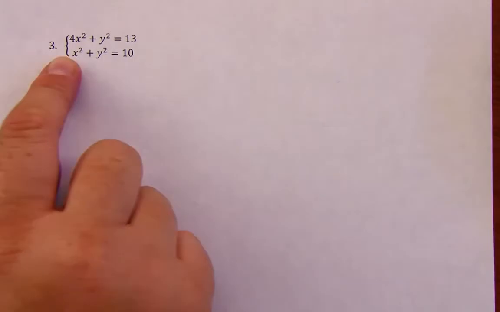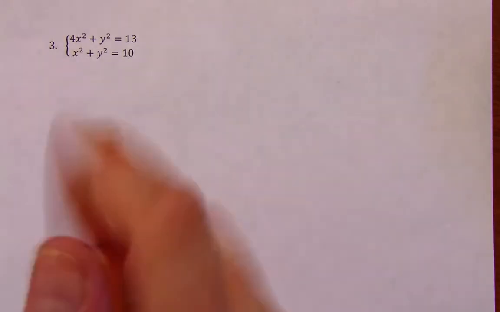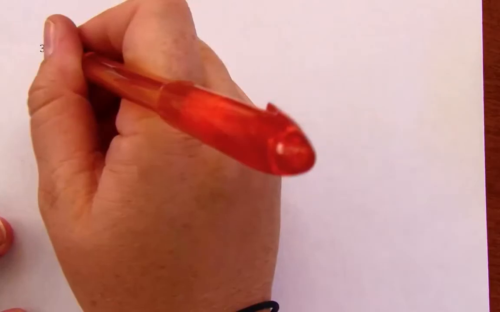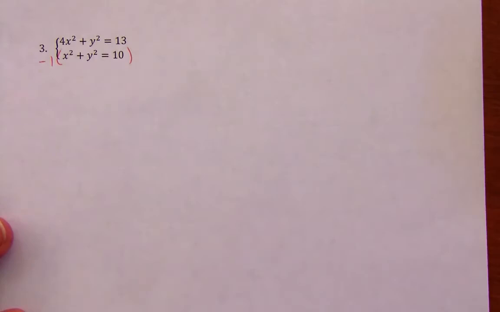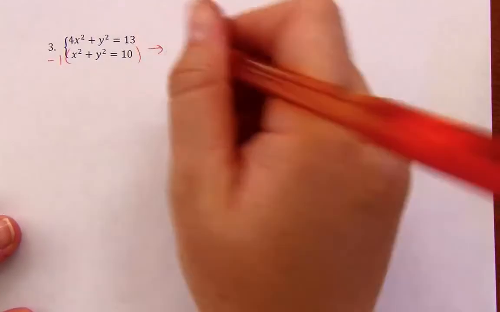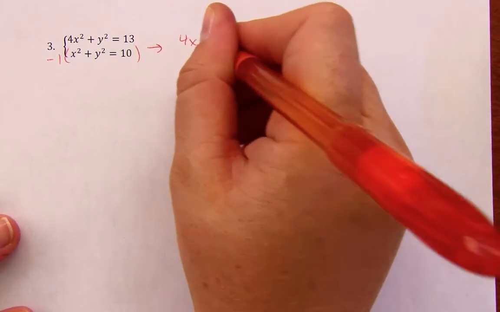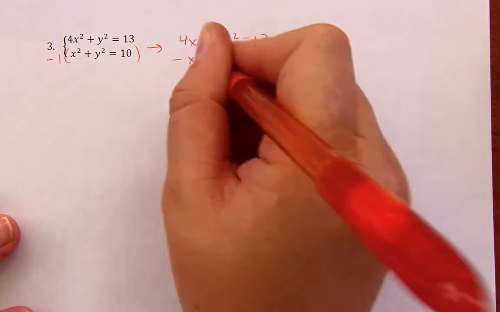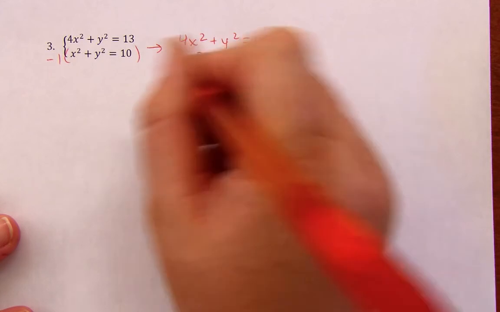And looking at number 3, I noticed that both of these graphs here have an x squared and both of them have a y squared. So I'm going to try and use the elimination method here. I'm going to try and cancel out my y's. So I'll multiply the second equation by -1. And multiplying by -1, I have 4x squared plus y squared equals 13. X squared minus y squared equals -10.